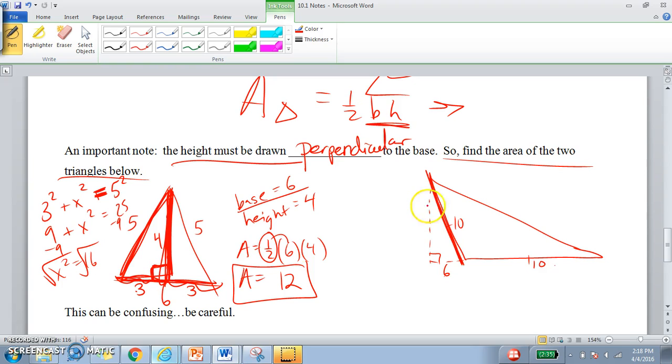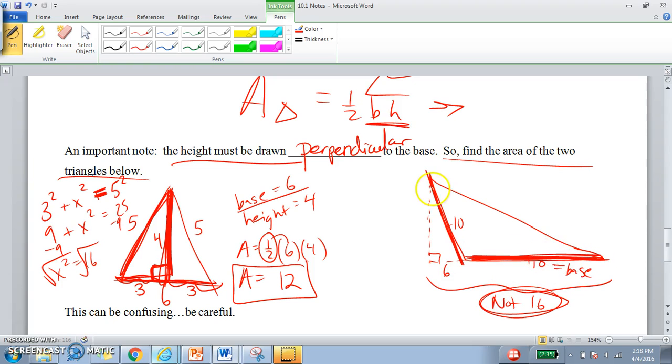For this one, this dotted line right here would be our height. This bottom side would be our base. The base would not be these 2 sides added together. It would not be that. It's only whatever is part of the triangle. So this would be our base. That's the bottom. And we can find this height, same thing, Pythagorean theorem for the height going this way from top to bottom.